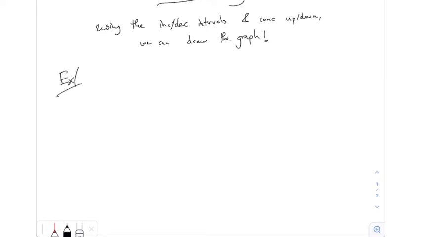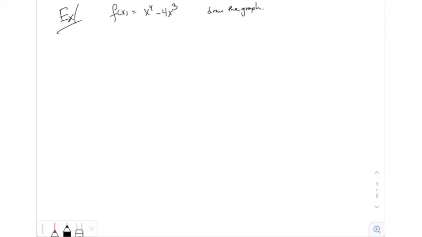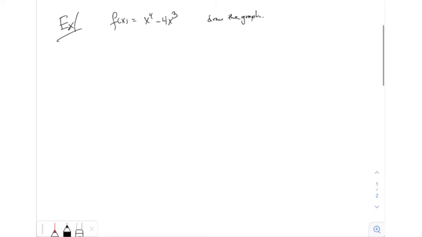Let's start with a fairly easier one. f of x equals x to the 4 minus 4x cubed. Your job is to draw the graph, obviously without using your graphing calculator. Although in a few of these, we're going to use a calculator just to calculate values of points so that I don't have to work them out by hand, but we are not going to use the graphing part of your calculator. All right, draw the graph.